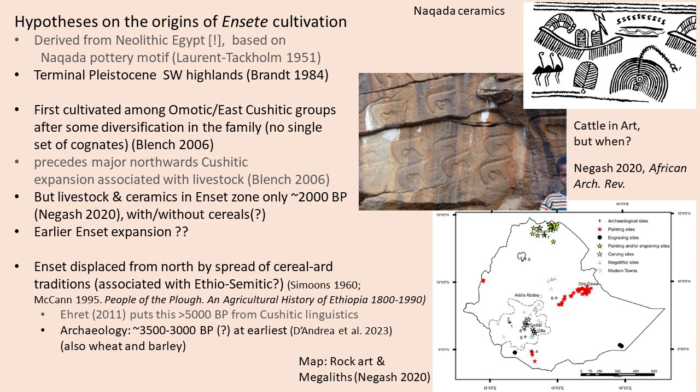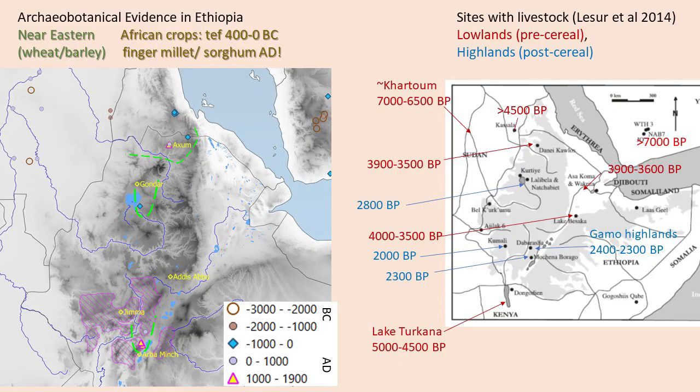The linguist Ehret has said this must happen before 5,000 BP, but again, there's no archaeological evidence to support that. He also has the Afro-Asiatic languages coming, I think, from the north to the south rather than the other way. So anyways, never mind. The state of archaeobotanical evidence in Ethiopia is very limited.